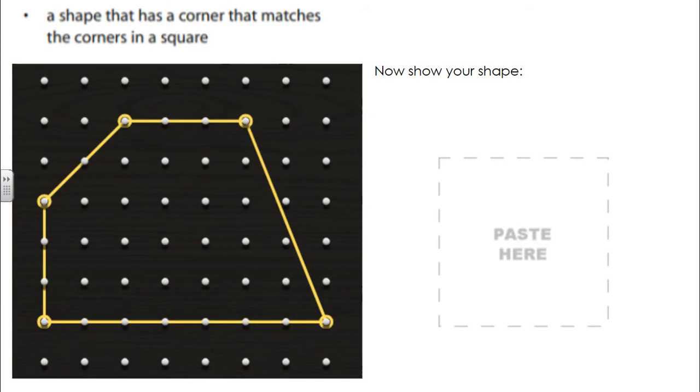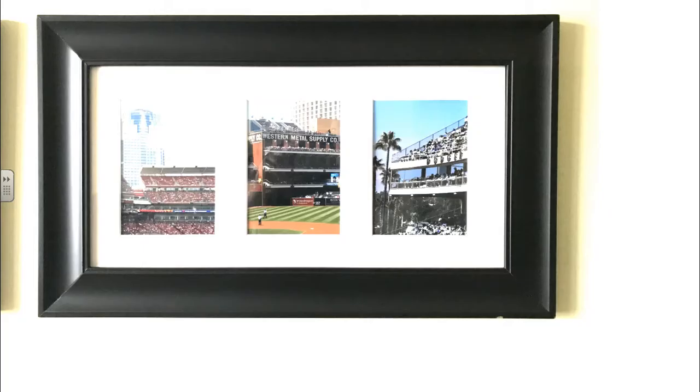And our last one is to make a shape that has one corner that matches the corners in a square. Now, do you see on the screen which of these corners is that 90-degree corner? There it is right there. And that is our right angle. And that right angle is going to be what makes our perpendicular sides that we're looking at.